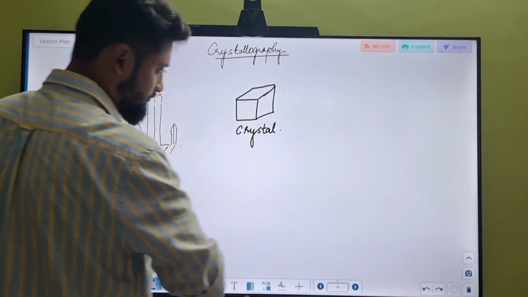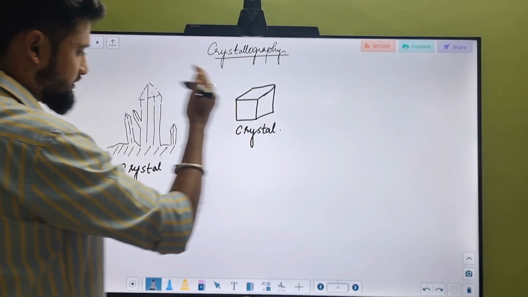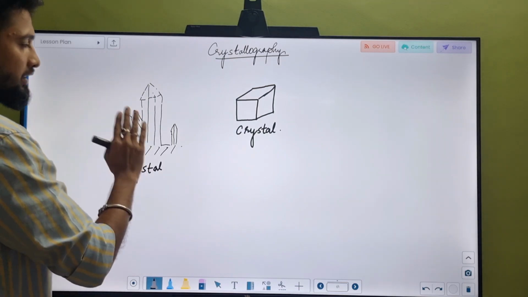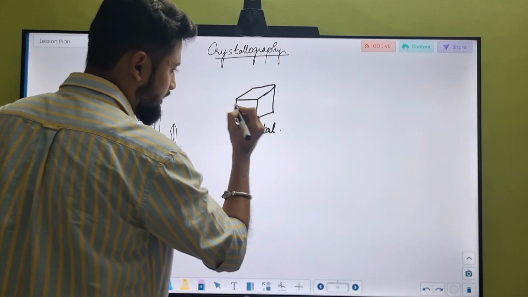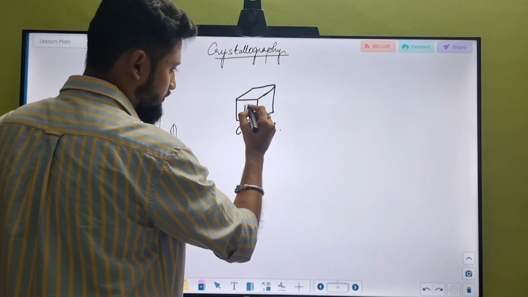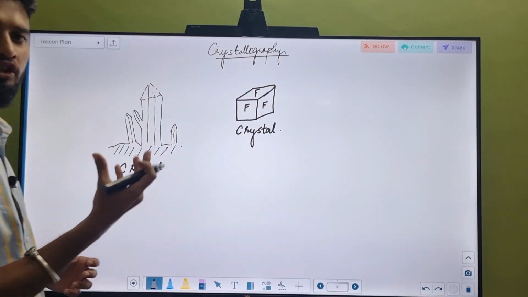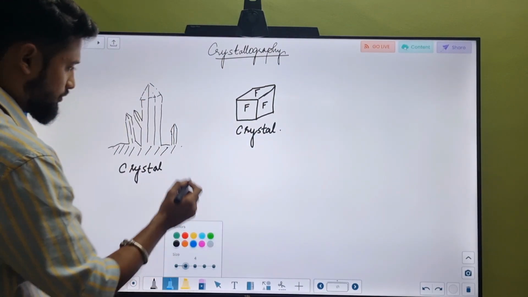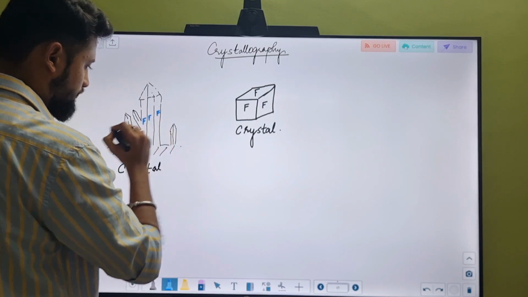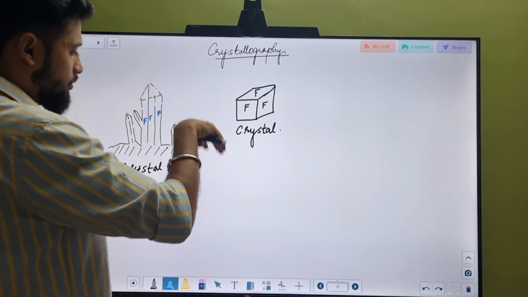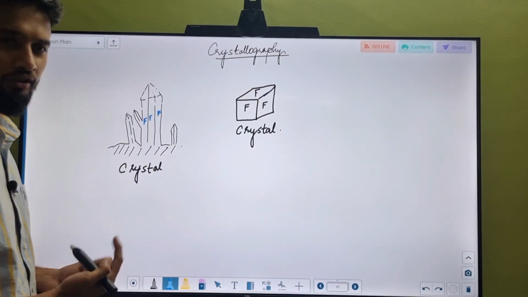Why so? Because see here, this crystal and this crystal, they have a certain similarity. Look at this crystal. So here you have a well developed face. Yes, so this has a perfect shape. Even if you come here, this has a face, and this is also a perfectly developed crystal. Okay.